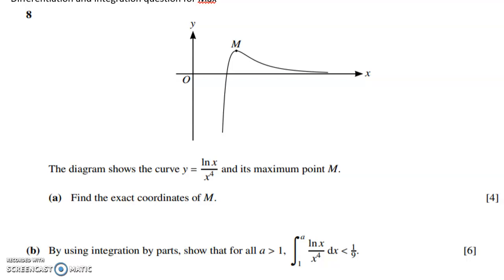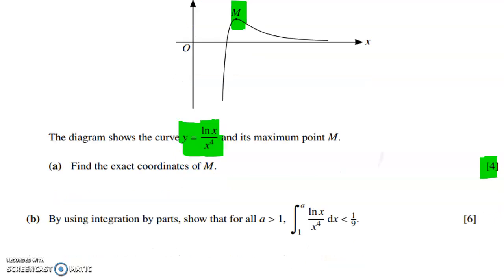Right, so the diagram's given us quite a cool looking curve. We've got y is equal to the natural log of x over x to the power of 4, and you can see we've got a maximum point M. We have to find the exact coordinates of M, which is pretty straightforward, right? So that's 4 marks, and I'm going to do product rule on that one. And that's only about 5 lines.